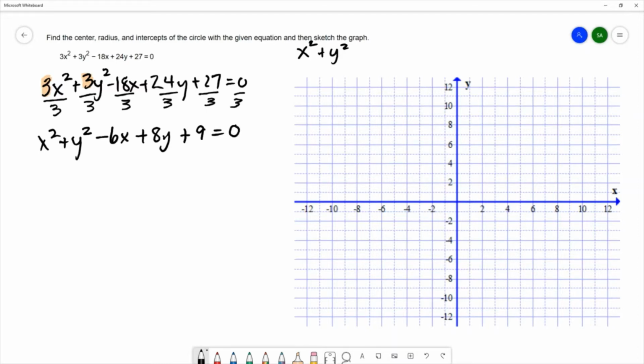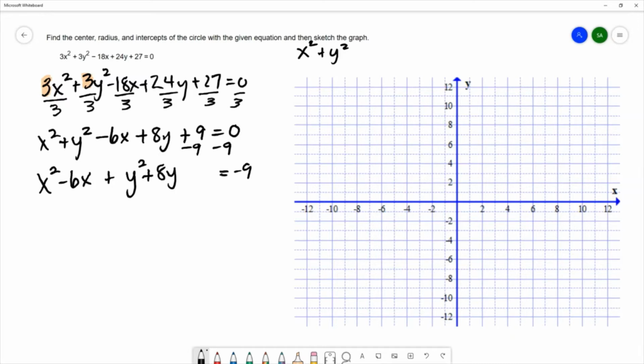And now I'm going to group the x terms together, group the y terms together, and move the constant to the other side. So if I group the x's together, I'd have x squared minus 6x. The y terms would be y squared plus 8y. And then I'll move that constant to the other side by subtracting 9. Now once I've grouped the x's and the y's together, then I'm going to use completing the square.